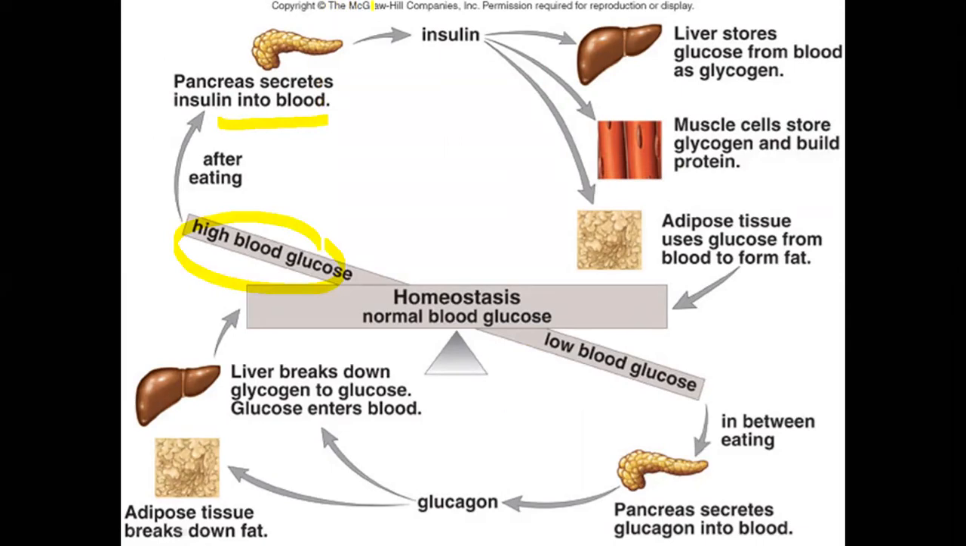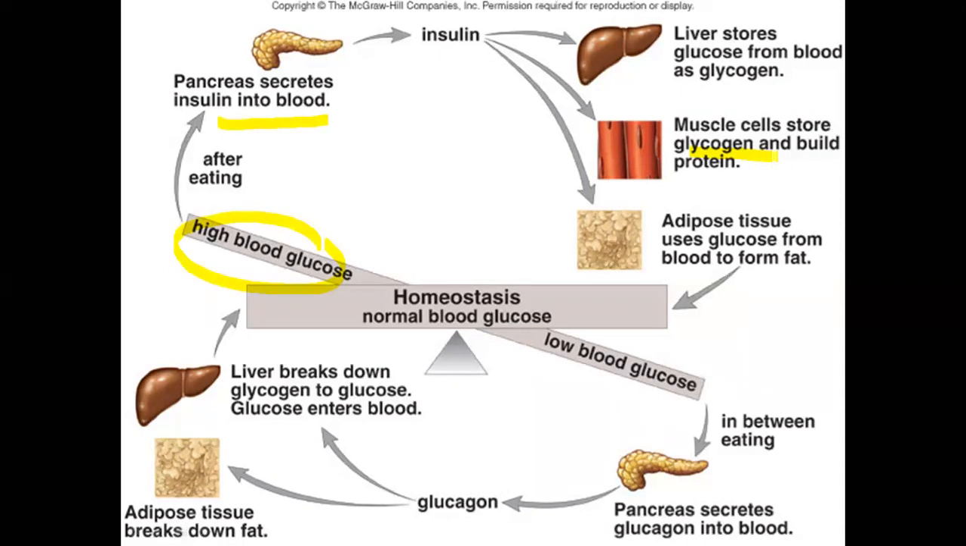So as a result, what will happen? Insulin acts on different target sites like the liver, muscle, and adipose tissue to lower the high or excess glucose in the serum. Remember, in the liver, excess can be stored in the form of glycogen. In the muscle, it is stored as glycogen and buildup of protein can occur. And in adipose tissue, the sugar can be deposited in the form of fats. So this is how insulin works to reduce the blood sugar level.